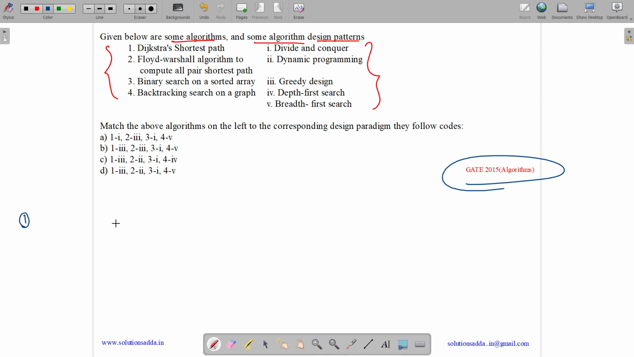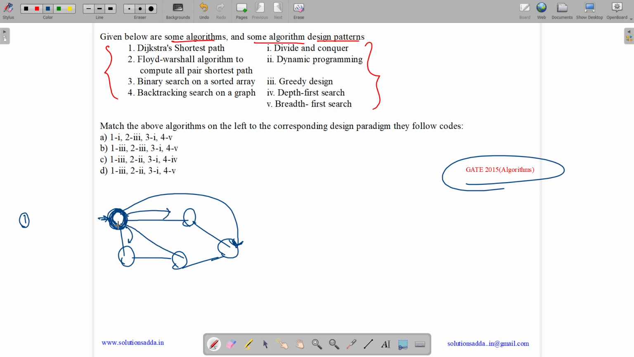So what is Dijkstra's algorithm? In Dijkstra's algorithm, we have a graph given, a directed or an undirected graph, and we need to find a single source shortest path. So the distance from a particular source to a particular destination, we need to find this. And how is it done? If we are at a particular source, we try to go to the shortest neighbor, the neighbor which is the closest or takes the lesser cost. So it's basically a greedy design. Greedy always tries to choose the optimal path at a particular point of time. So Dijkstra is mapped to greedy. So first is mapped to 3.